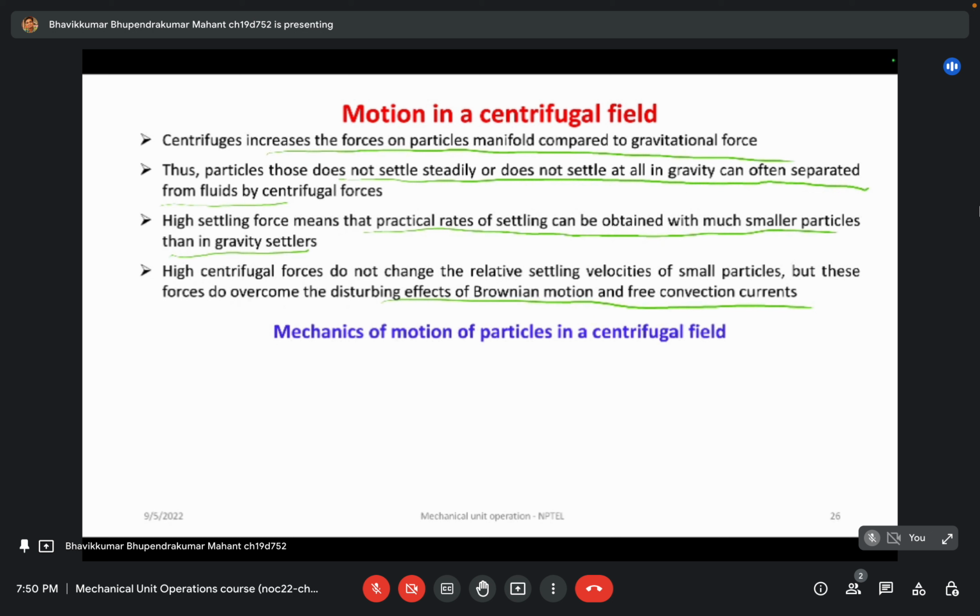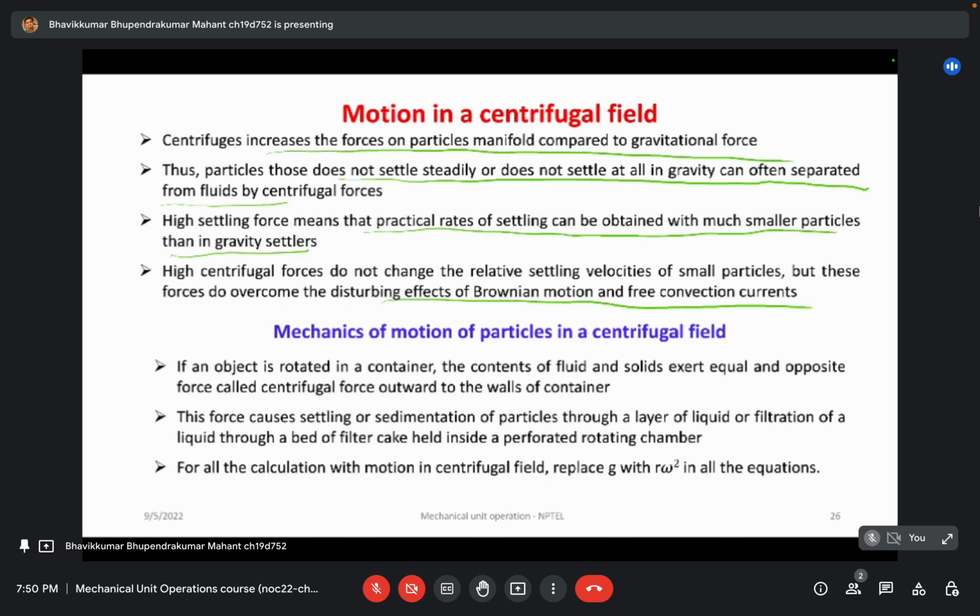Mechanics of motion of particles in a centrifugal field. For the mechanics of motion, consider that if an object is rotated in a container, the contents, fluid and solid, exert an equal and opposite force called centrifugal force outward to the walls of the container. This force causes settling or sedimentation of particles through a layer of liquid, or filtration through a bed or filter cake held inside a perforated rotating chamber. For all of this, this is important.